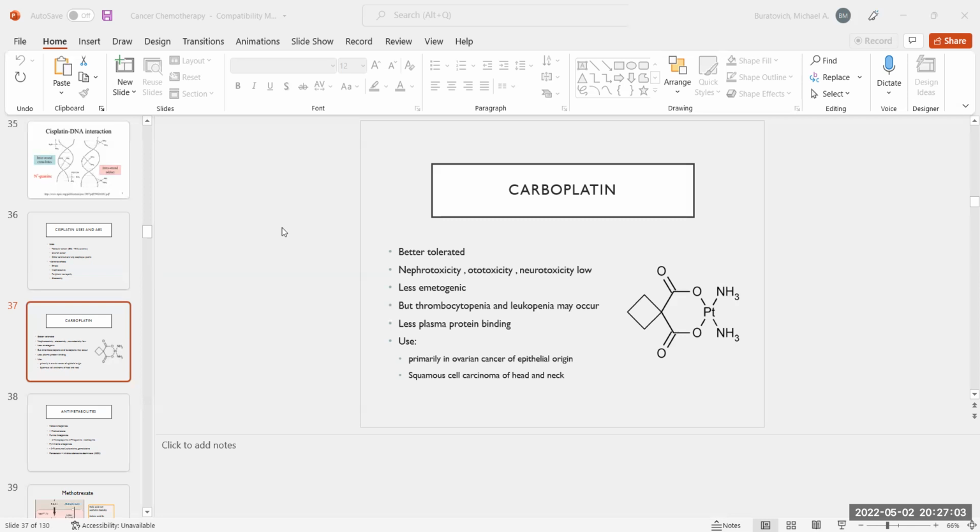Its side effects include myelosuppression, pulmonary toxicity that usually presents as a pneumonitis, and a kind of flu-like symptom. Long-term use of gemcitabine can lead to liver toxicity.